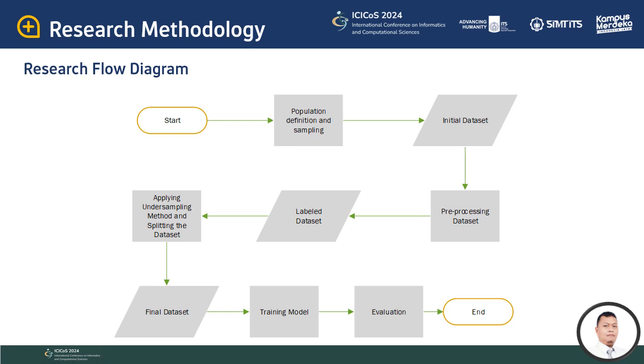Then we pre-process the dataset. This involves cleaning the data and creating pairs of data with positive and negative labels. The result is a labeled dataset.